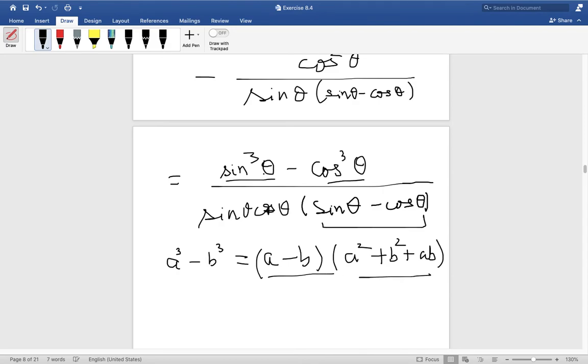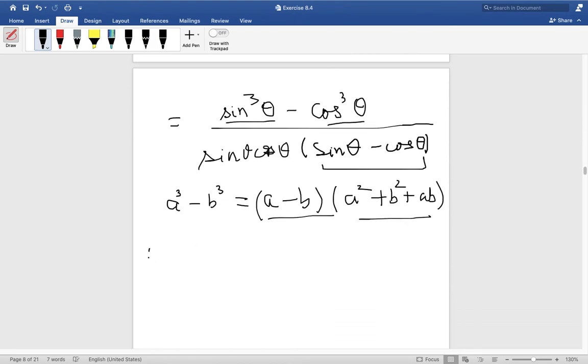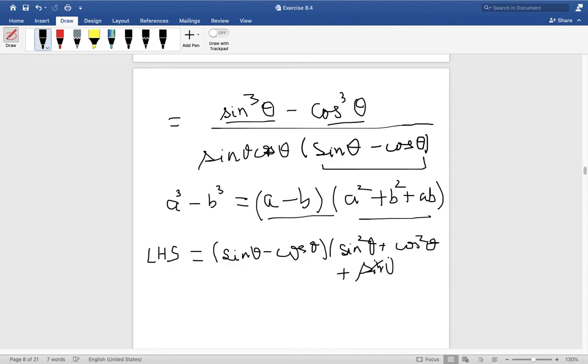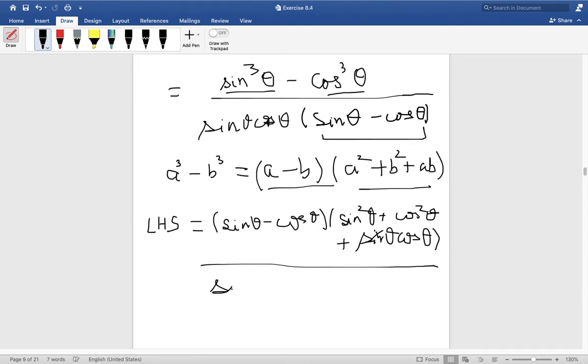And when I get this, I know that sine minus cos is already there in the denominator, so I can get rid of this term over here. So my LHS will become sine theta minus cos theta. What is A? A is sine, so sine square theta. B is cos, so cos square theta. AB, so sine theta cos theta. This is all in the numerator. In the denominator, I have this term sine theta cos theta into sine theta minus cos theta. I'll get rid of this.